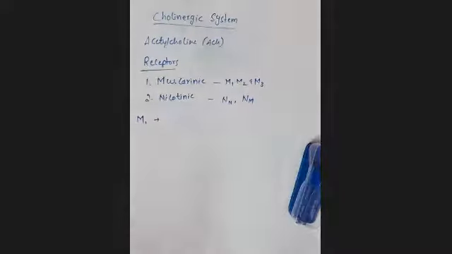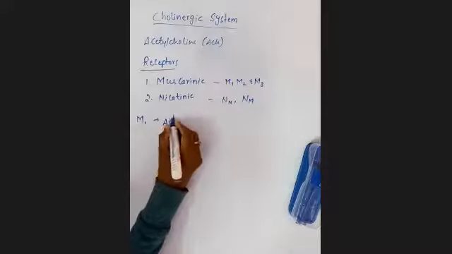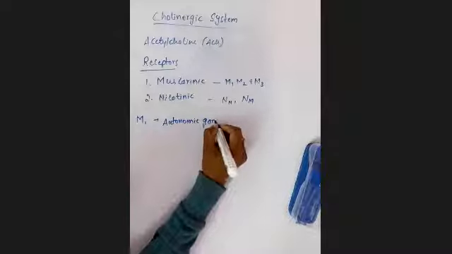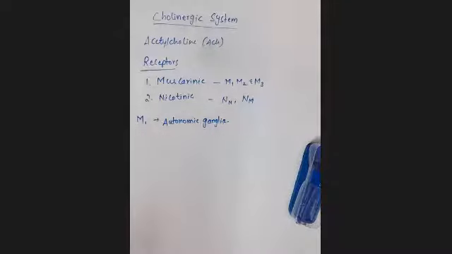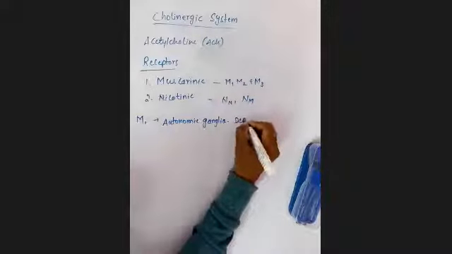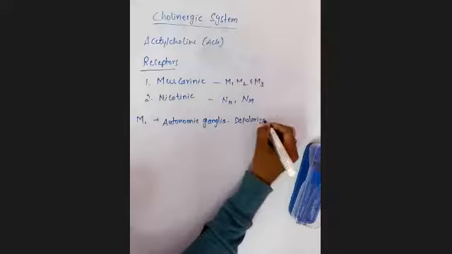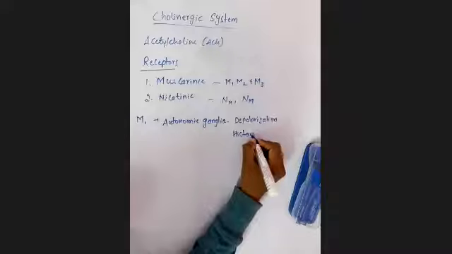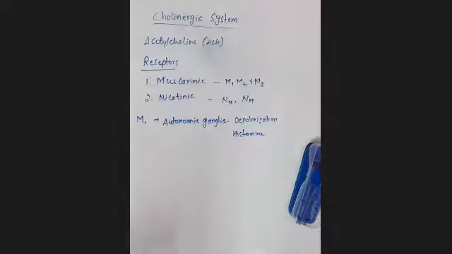This M1 is mainly present in the autonomic ganglia. Clear? Whenever acetylcholine binds to the M1 receptors of these autonomic ganglia, it may lead to depolarization and can also cause the release of histamine. The histamine is released whenever acetylcholine binds to the M1 receptors of the autonomic ganglia.